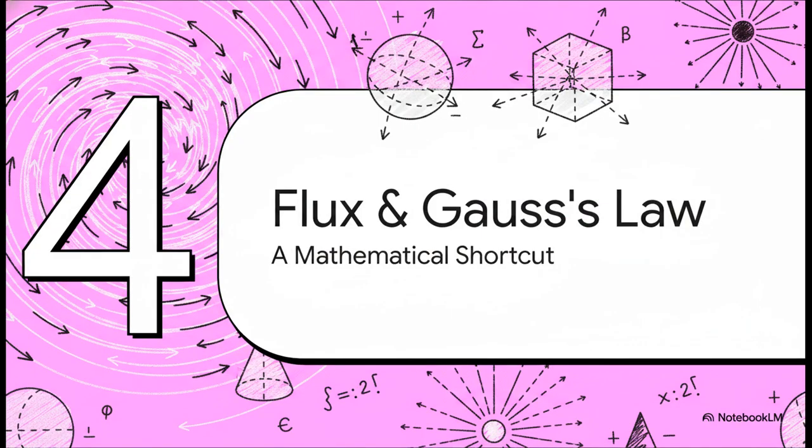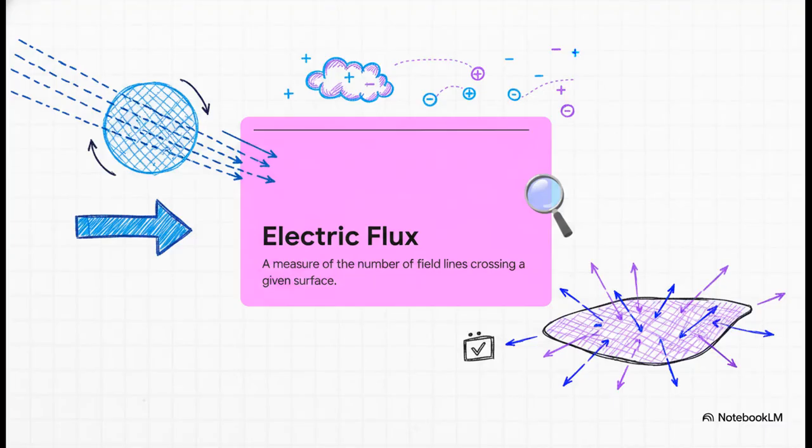Let's move to section 4 and see how this builds into something amazing: flux and Gauss's law. Okay, first things first, we need to clarify what electric flux actually is. It's defined as a measure of the number of electric field lines crossing a given surface area. Now, do not let the word flux intimidate you. Conceptually, we are simply intuitively counting invisible lines as they pierce through a designated boundary in space. That is the whole shebang.